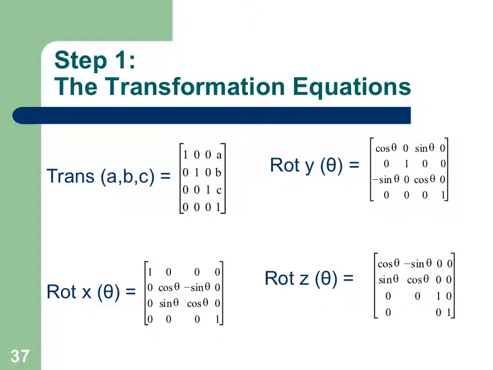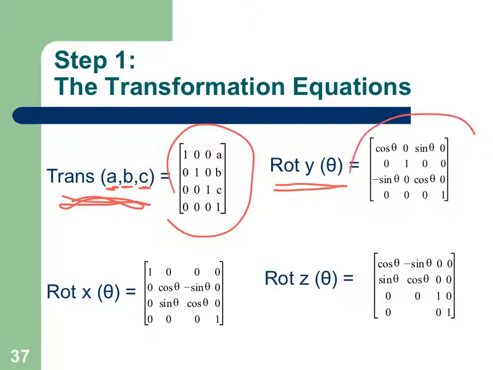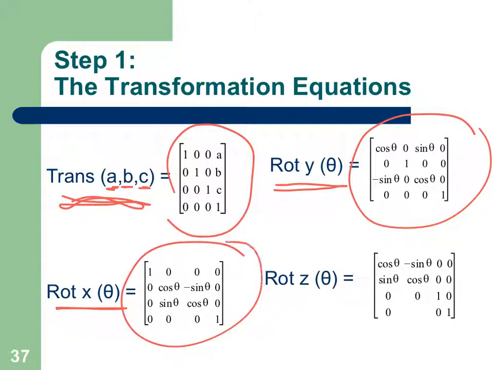So here are the 4 sets of equations. This tells you if you want to do a translation of A along the x-axis, B along the y-axis, and C along the z-axis, you fill in your values here. If you want to do a rotation about the y-axis of theta degrees, you use that matrix. Rotation about the x-axis of theta degrees, you use this matrix. Rotate about the z-axis of theta degrees, you use this matrix.